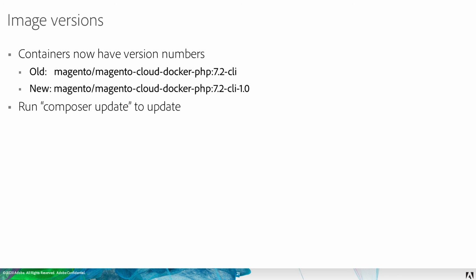If you are using Magento Cloud Docker and you want to make sure you get the latest updates, all you got to do is run composer update. And the next time you build your config with the config build command, then it will include whatever versions it has as latest. But any configuration you already have will stay the same, so that won't be broken by anything.